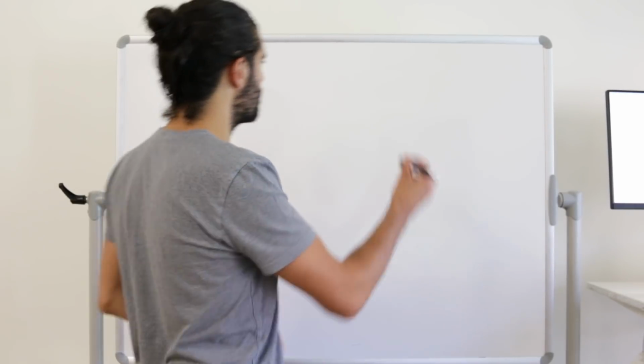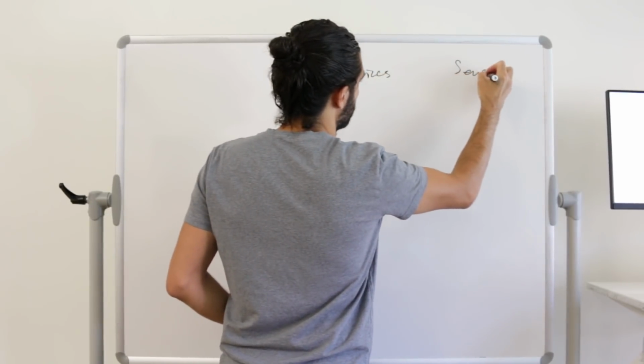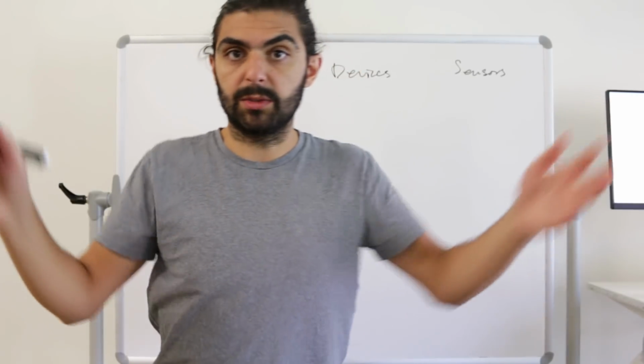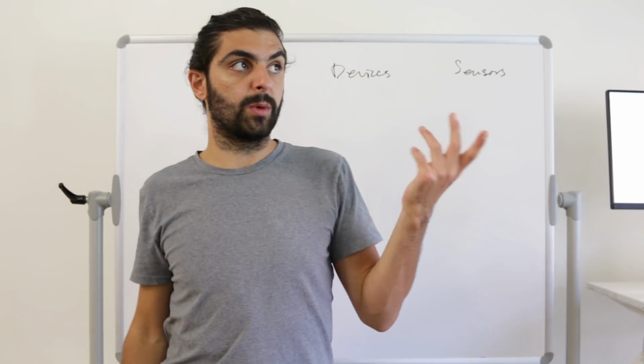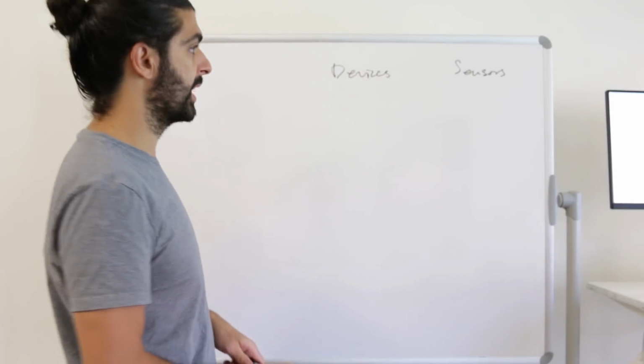Devices and sensors. Let's just start with this, right? Let's say we have devices and we have sensors. And in my mind, it's not obvious yet that we need classes or interfaces for these, because we're not sure what the methods for these would be, right? So let's hold on with that for a second.